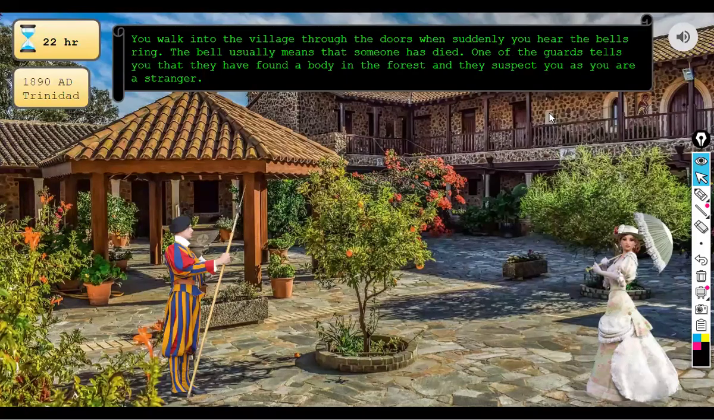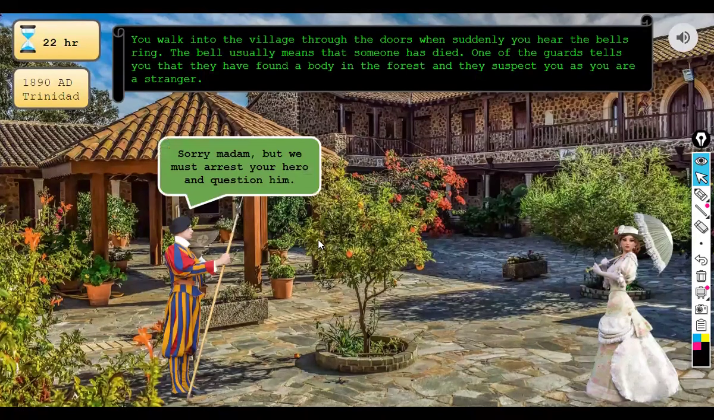And of course, you are the stranger to the village. So naturally, they begin to blame you, right? So you just went from a hero to being a murder suspect.